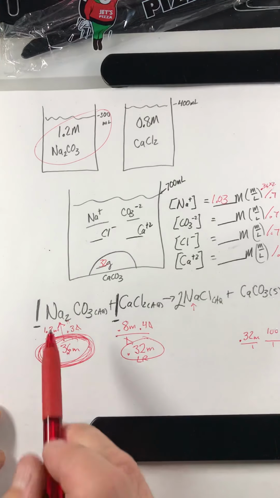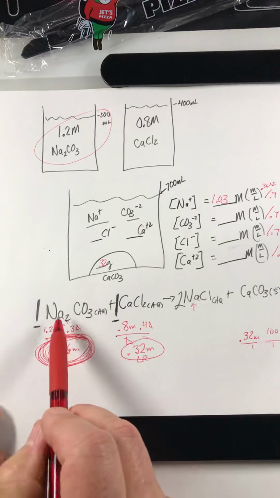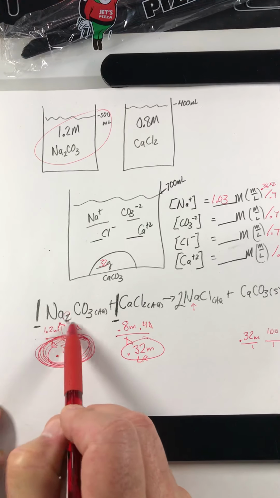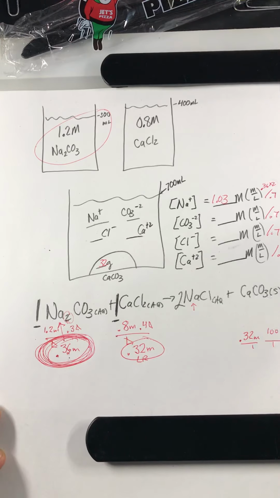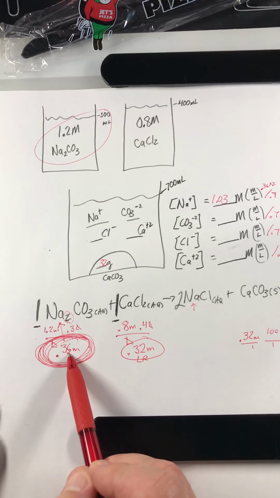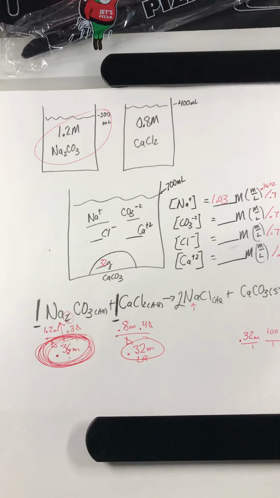I'll say it again. When we put this in a water solution, it's going to dissociate and give you double that mole value. Because 1 makes 2. Every time you take a bike apart, you get 2 tires. If you took 36 bikes apart, you'd get 72 tires.